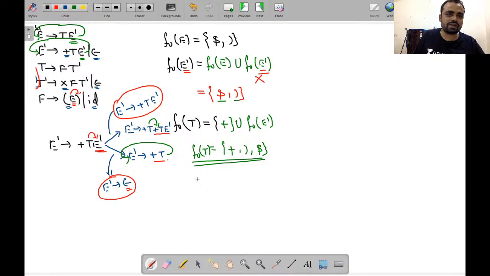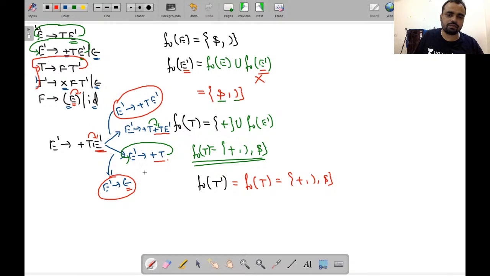Similarly, just try to find out the follow of t dash, where the t dash is appearing. The follow of t dash will become the follow of t. So this is nothing but what? Plus, right bracket, and dollar.